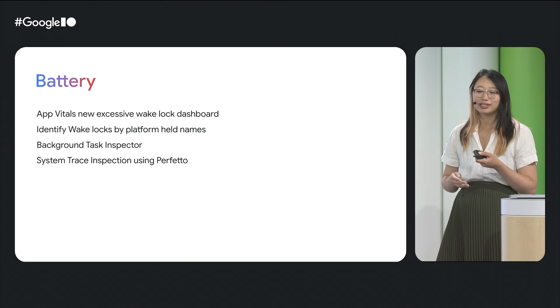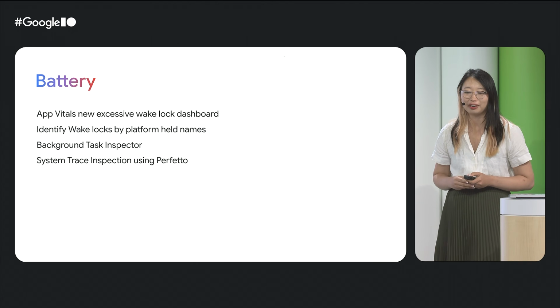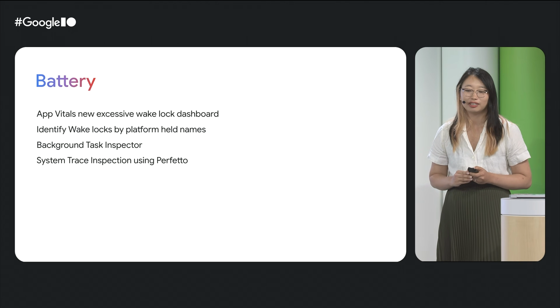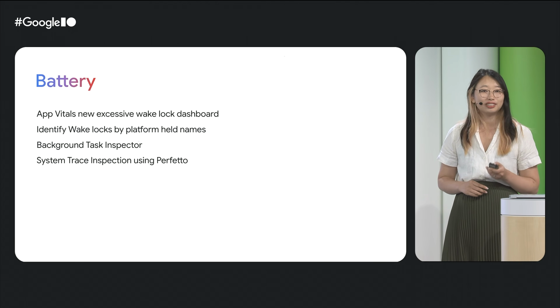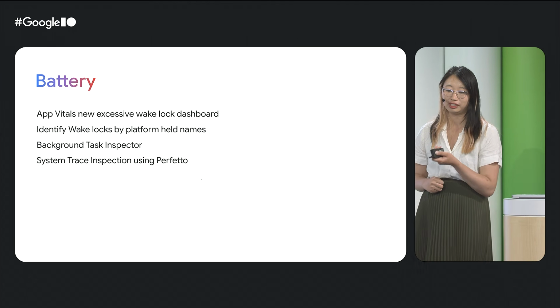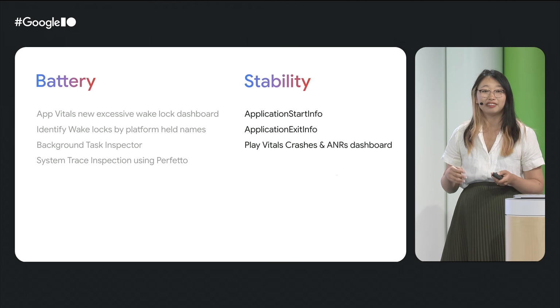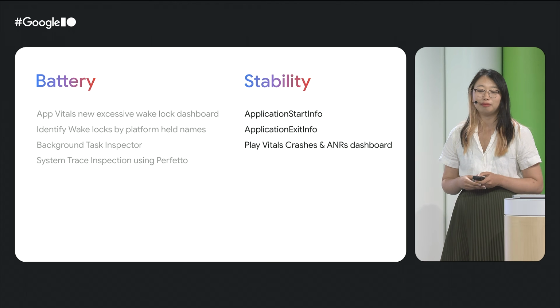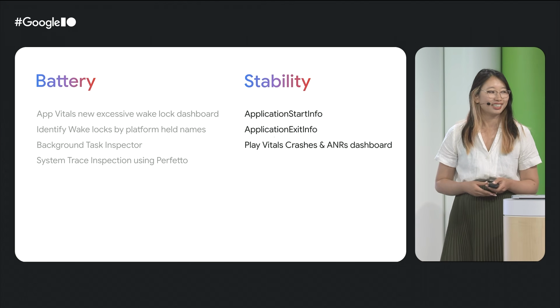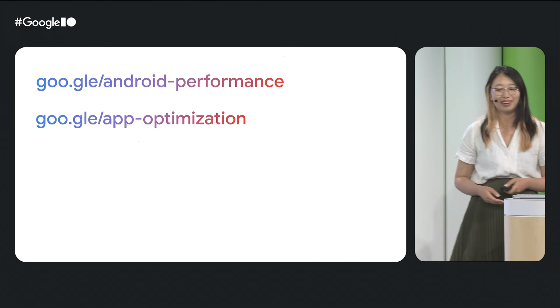So that's all from me for powering up your app visibility with App Vitals, where we learn about battery drain and the tools to debug their usage. We also learn about improving app stability using new and improved platform APIs. And I'll invite Ben to wrap us up. All right. Thank you so much.